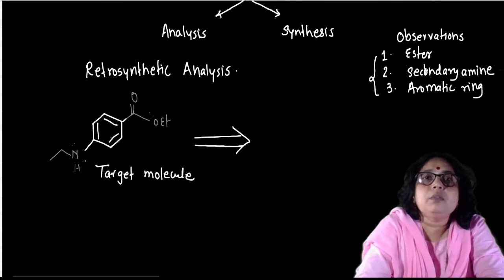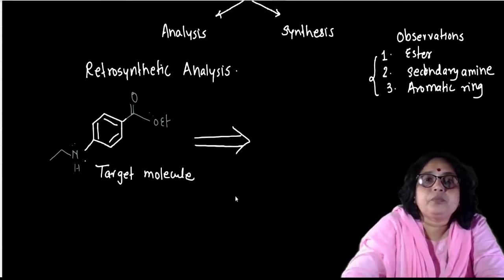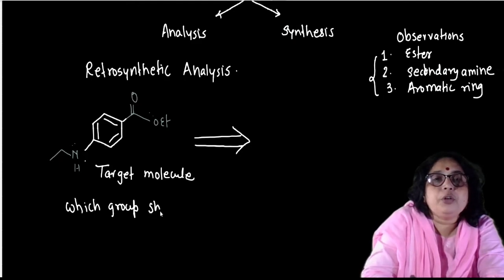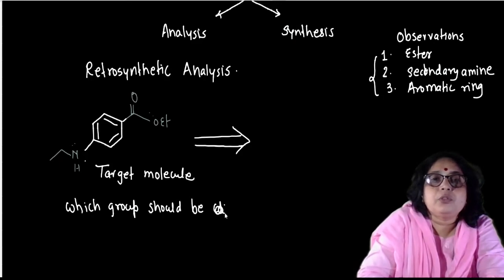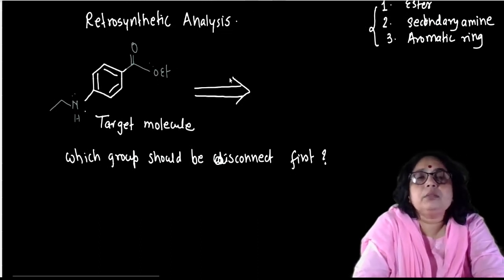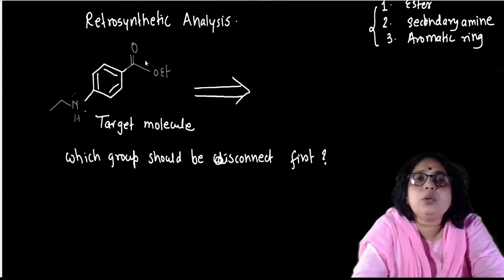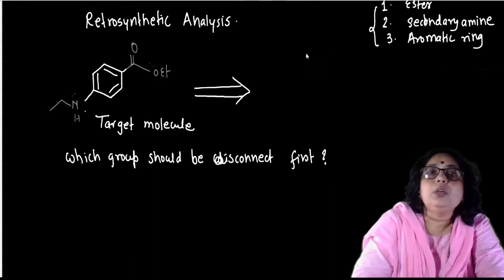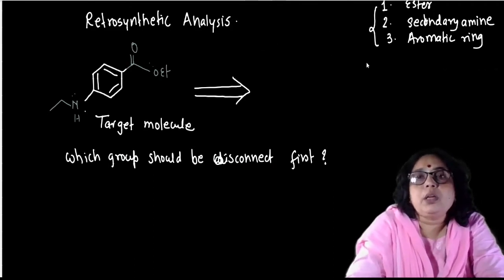Now the question is, which group should we disconnect first? Now you might say that okay, the ester is the reactive one and you can disconnect it. No, there should be some chemistry behind that.